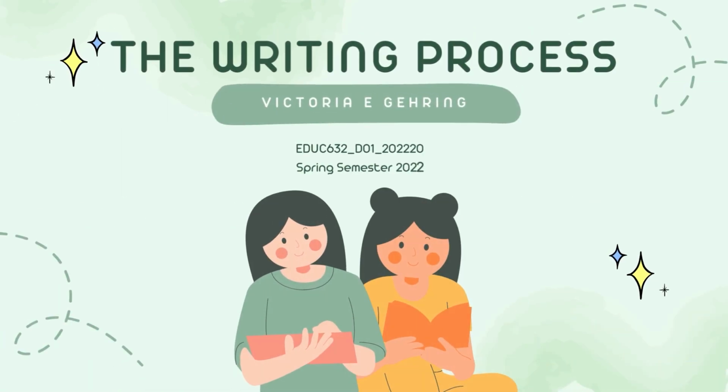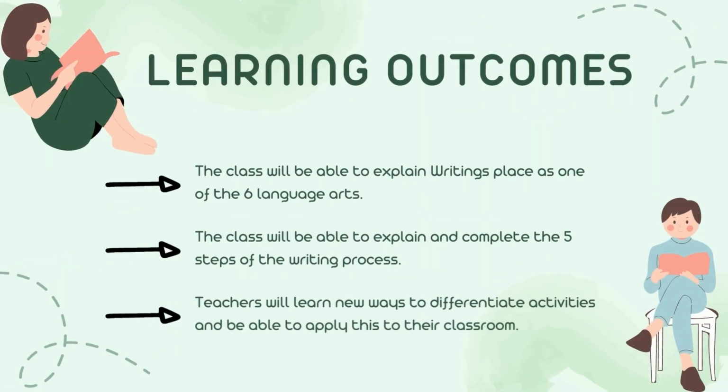This is for EDUC 632, the spring semester of 2022, and today we will talk about the writing process. For today, we will have 3 different learning outcomes. The first one is the class will be able to explain writing's place as one of the 6 language arts. The next is the class will be able to explain and complete the 5 steps of the writing process. And finally, teachers will learn new ways to differentiate activities and then be able to apply them to their current classrooms.